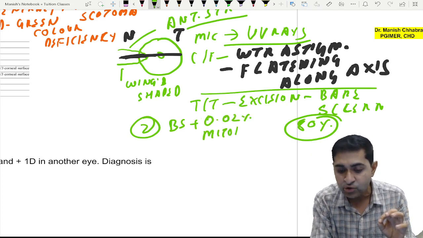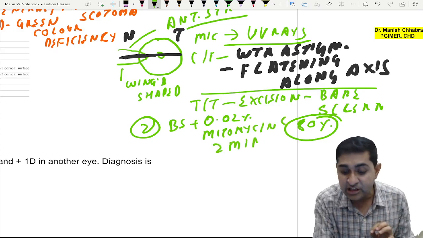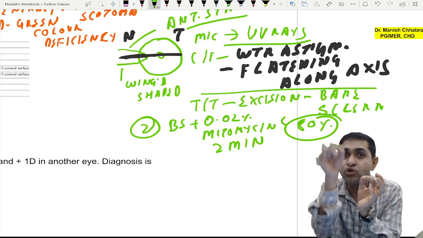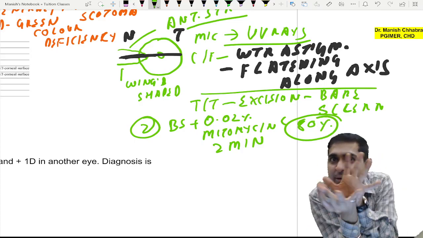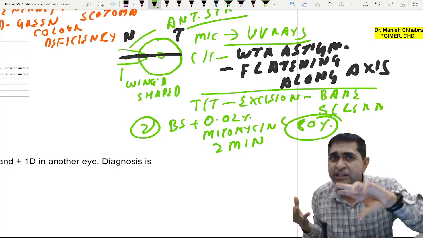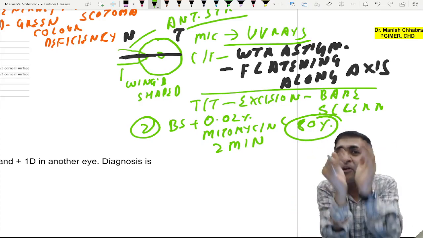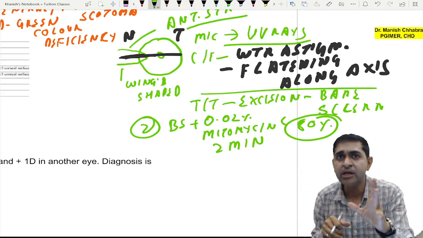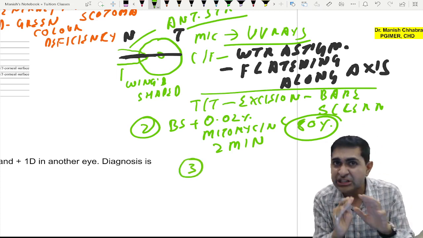0.02% mitomycin C for 2 minutes. It is a double-edged sword. You place it for 2 minutes. The sponges dipped in mitomycin 0.02%, you place in the subconjunctival space for 2 minutes, and then you take it out. So it is going to kill the fibroblasts which are there, so it will prevent the recurrence of the pterygium. It decreases the recurrence, but it cannot decrease it fully.